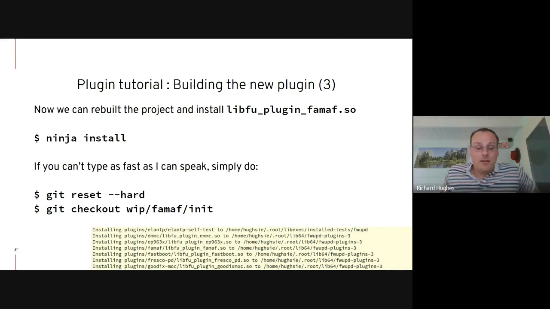I speak really quickly, and I apologize. Otherwise, I won't get through all this. And if you didn't manage to type all that or copy and paste it, you can do git reset --hard, which will destroy all of the things you've just created. And you can do git checkout wip/famaf-init. That will give you the code that you've seen in the last couple of slides. Literally just those 8 lines in init, the meson changes, and that's it. Then you can do ninja install and install from that.